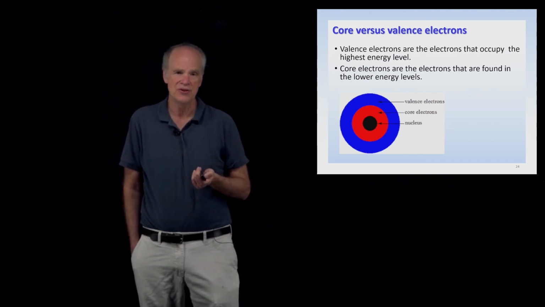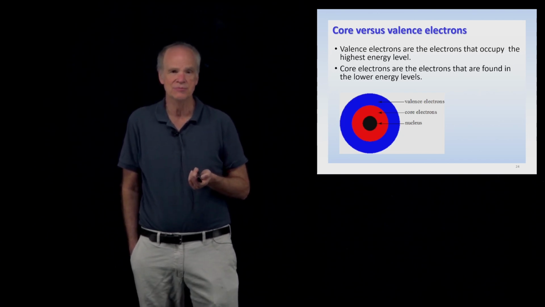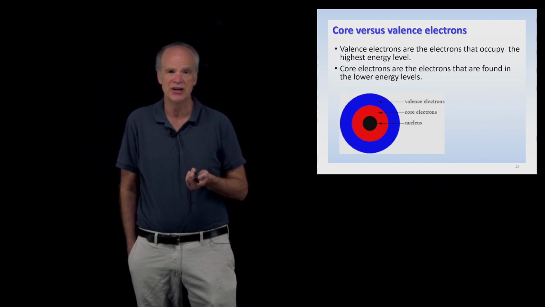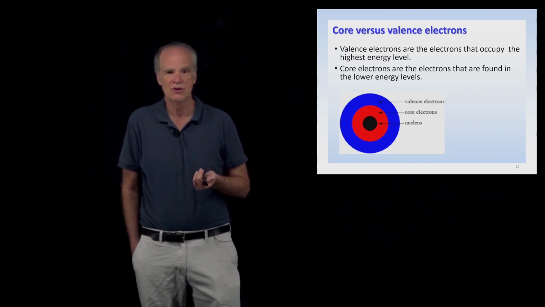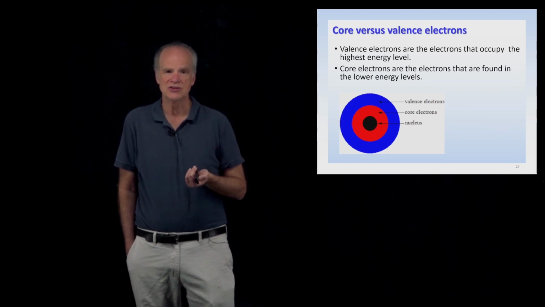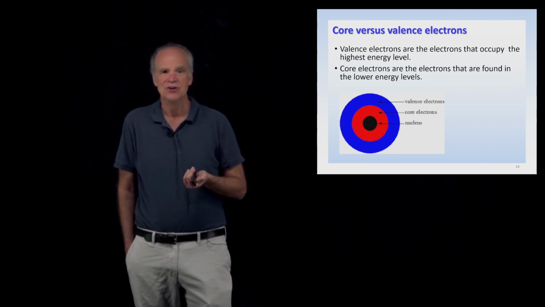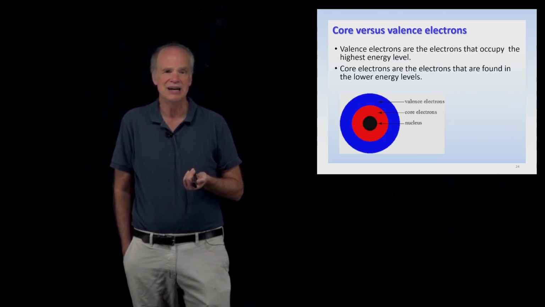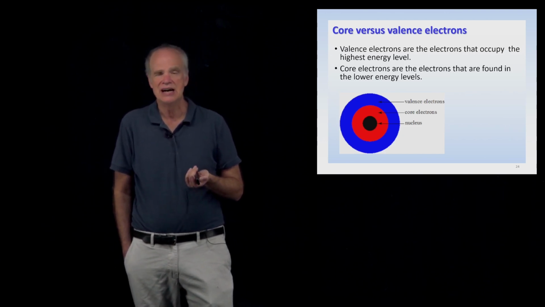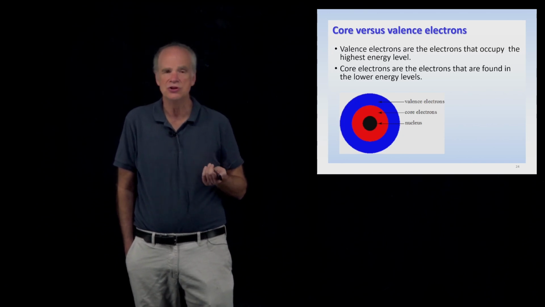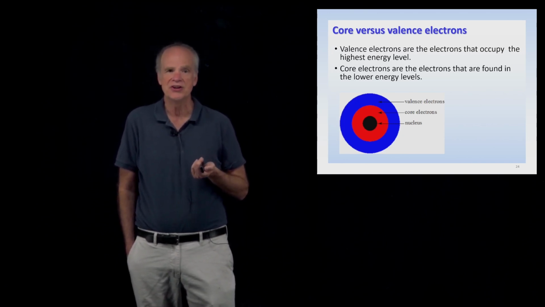Now, all the other electrons in the atom that are not valence electrons, that are further in and close to the nucleus, those are the core electrons. And the core electrons, because they are not on the outside of the atom, tend to not interact with other atoms. And so what I want to do now is I want you to get used to being able to determine what the valence electrons of an atom are and to count them.